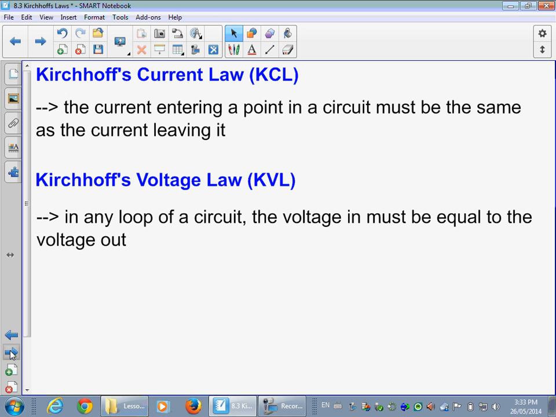So that's the basic premise behind Kirchhoff's current law, the current going into a point. If in an intersection you have 5 cars going into the intersection, you have to have 5 cars that come out. Kirchhoff's voltage law obviously deals with voltage, and in any loop of a circuit, the voltage in must be equal to the voltage out. You can think of it as conservation of energy.